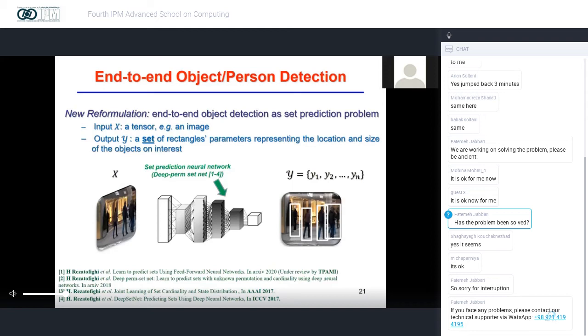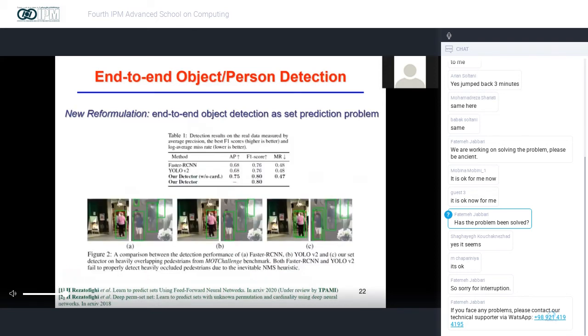I'm not going to go into the detail of that, but we successfully showed that we can have a deep neural network with the existing backbone, with very subtle manipulation, which can generate sets, and we can reformulate object detection as a set prediction problem. We compared it with Faster R-CNN and YOLO, with the same backbone and a very similar training scheme, with all of the parameters optimized for Faster R-CNN and YOLO.